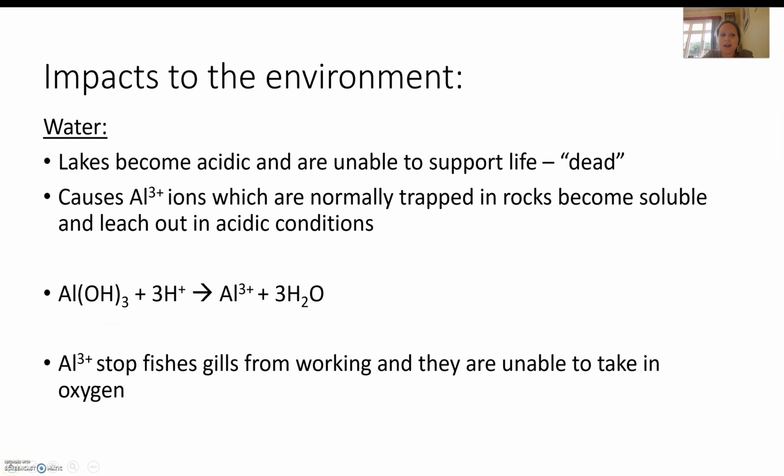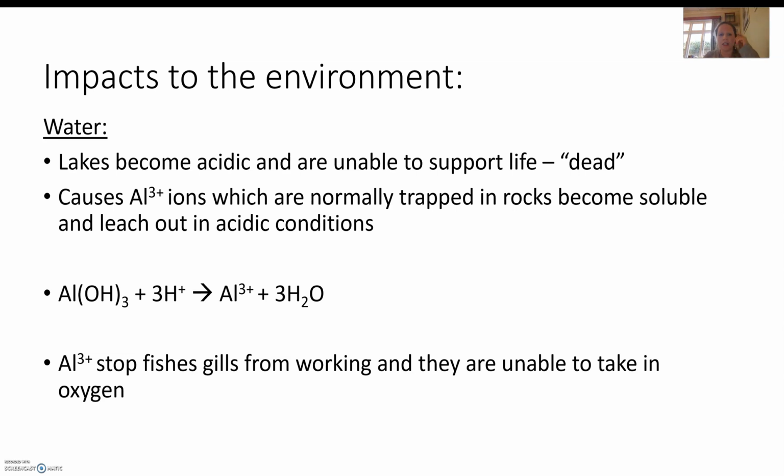So what about impacts to water bodies like lakes? So lakes become more acidic because we know that the acid will dissolve into them and form aqueous solutions. An interesting thing is that a lot of rocks have aluminium ions locked in them in an insoluble form of compound.